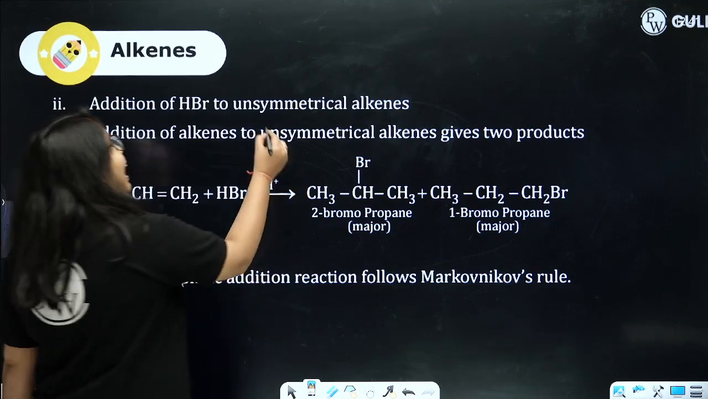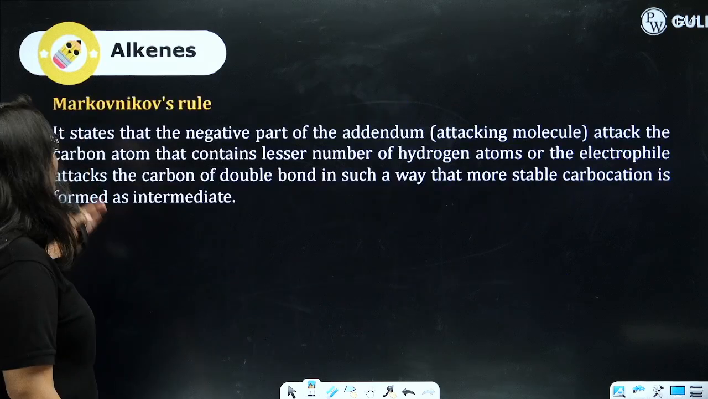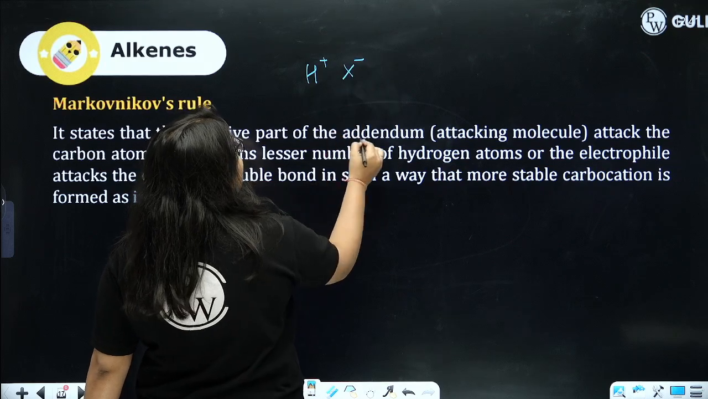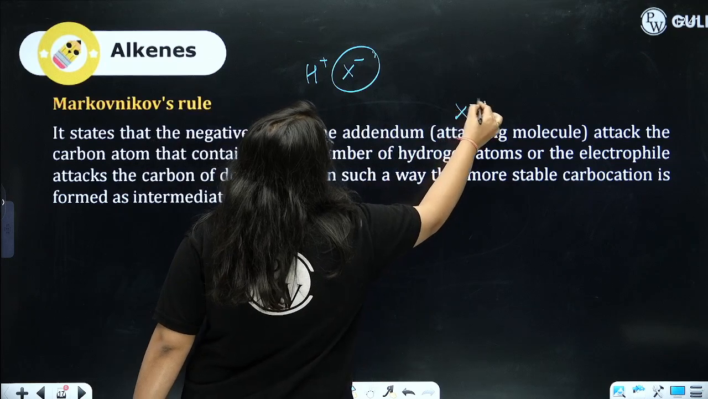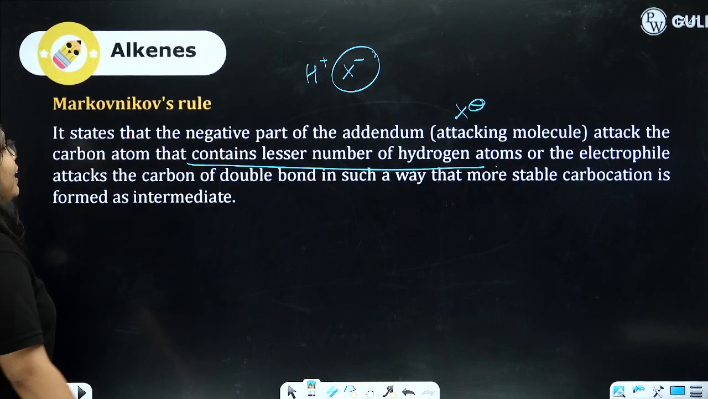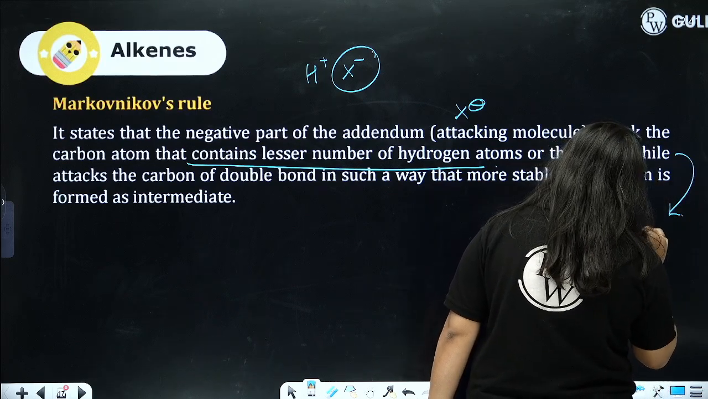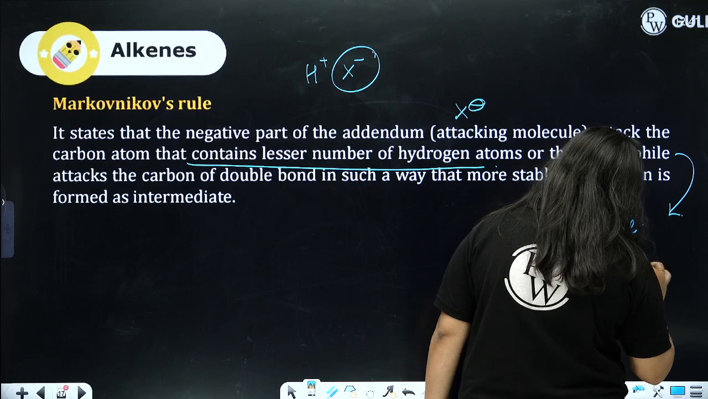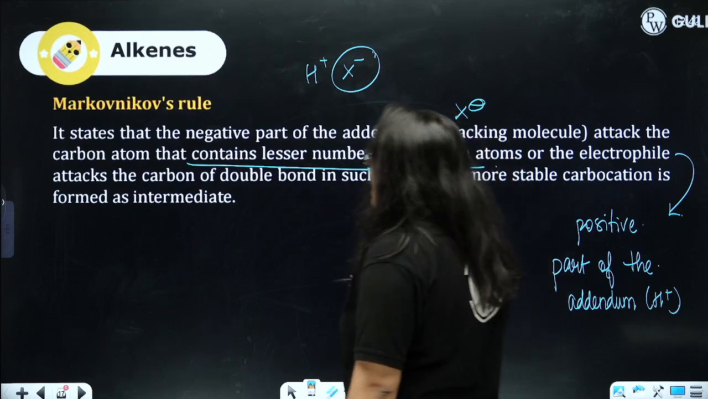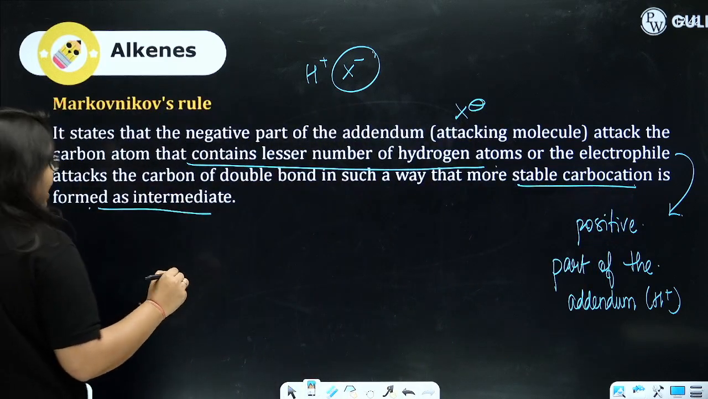However, for unsymmetrical alkenes, it is very important that Markovnikov's rule is followed, which states that the negative part of the addendum, that is the molecule which is going to be added in the case of H plus and X minus, the negative part of the addendum, that is the X minus, attacks the carbon atom that contains less number of hydrogen atoms, or the electrophile attacks. Electrophile is nothing but the positive part of the addendum, which is nothing but your H plus. This attacks the carbon of the double bond in such a way that more stable carbocation is formed as intermediate.